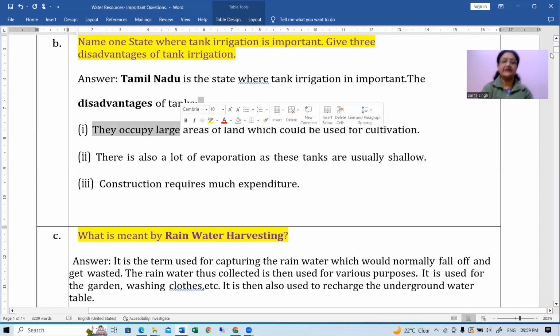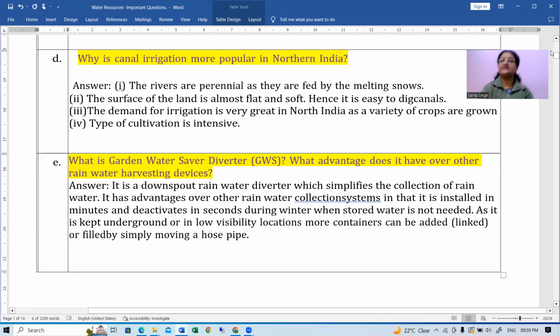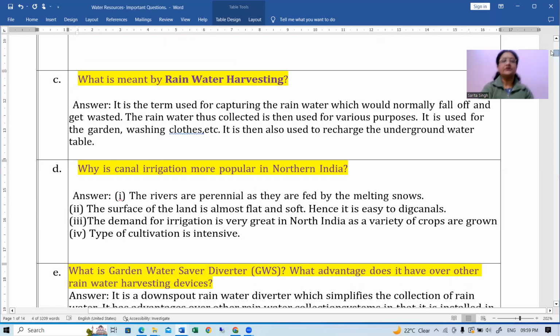Now, next question is what is meant by rainwater harvesting? Rainwater harvesting is basically a method in which the rainwater is captured. Otherwise, if you see in general, whenever rainfall is there, maximum water goes waste. So rainwater harvesting is a technique in which we are collecting that rainwater, and it is actually stored, right? And this stored water is afterwards used for different purposes, like for our daily use, right? That is one thing, and in different ways, for gardening and for washing clothes and all.